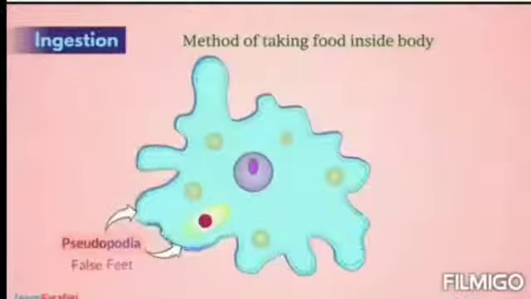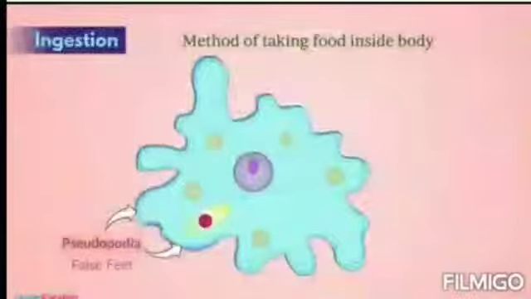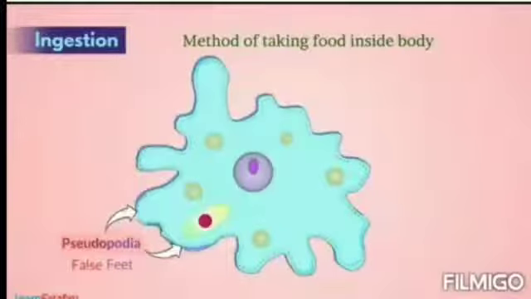Amoeba feeds on some microscopic organisms. When it senses food, it pushes out pseudopodia around the food particles and engulfs it. The food becomes trapped in a food vacuole.